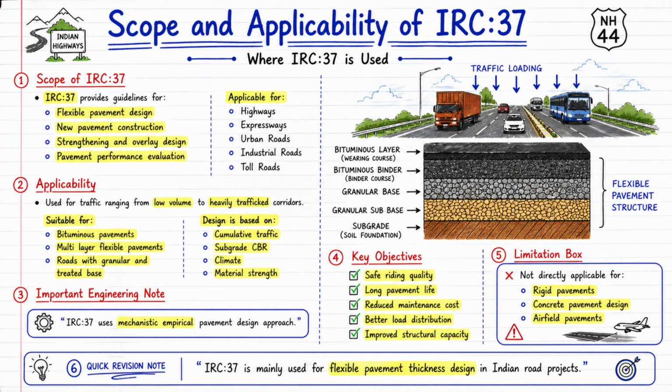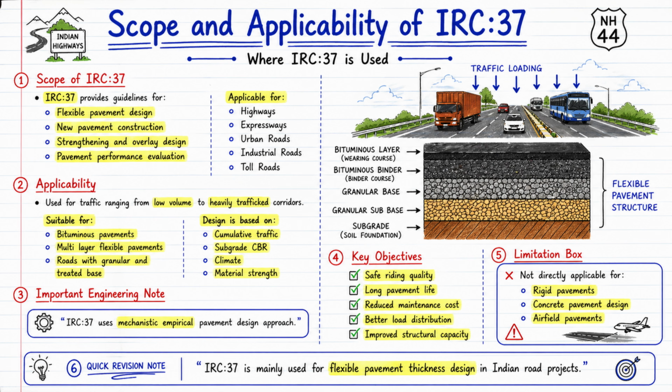Subgrade CBR. Comes the same hidden hero again, CBR. If the subgrade is weak, then the pavement thickness will have to be increased. Climate. Drainage becomes more important in high rainfall areas, and bituminous layer behavior may be different in hot regions. Material strength. If the material quality is poor, then the theoretical design may fail in the practical field.